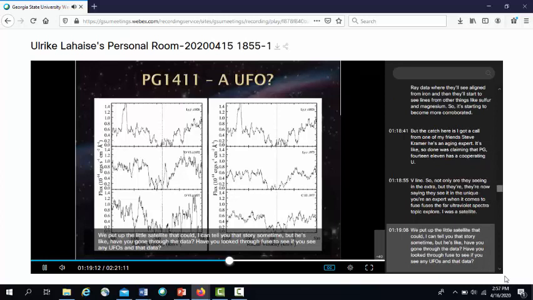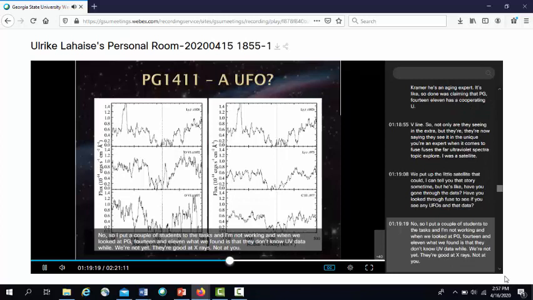I can tell you that story sometime. But he's like, have you gone through the data? Have you looked through FUSE to see if you see any UFOs in that data? No. So I put a couple students to the task, sent them out looking. And when we looked at PG1411, what we found is that they don't know UV data well enough yet.